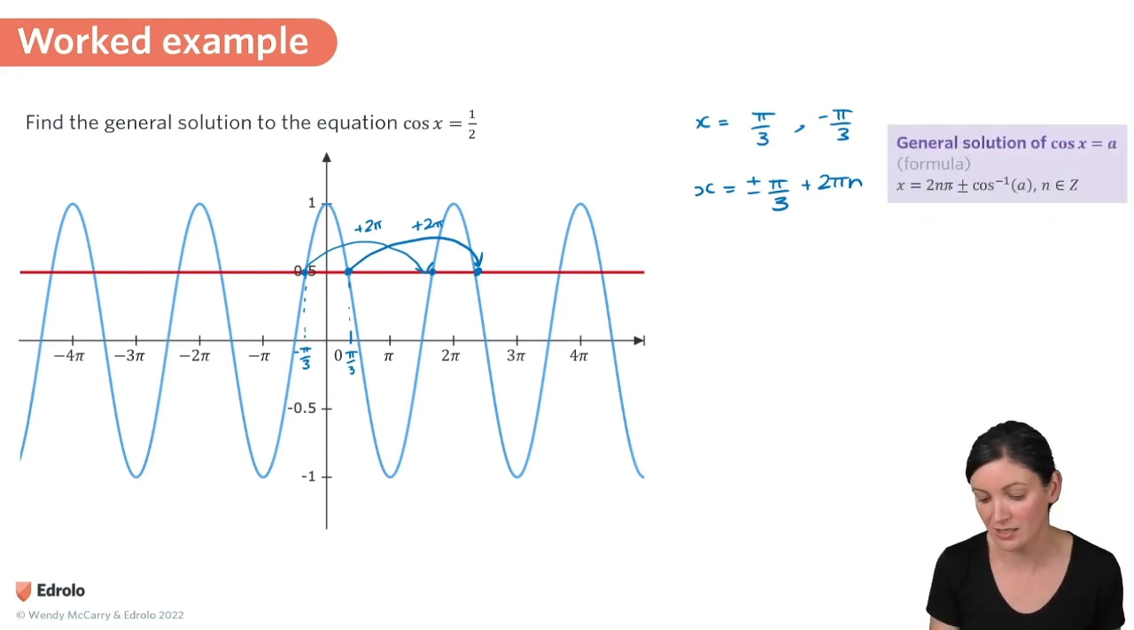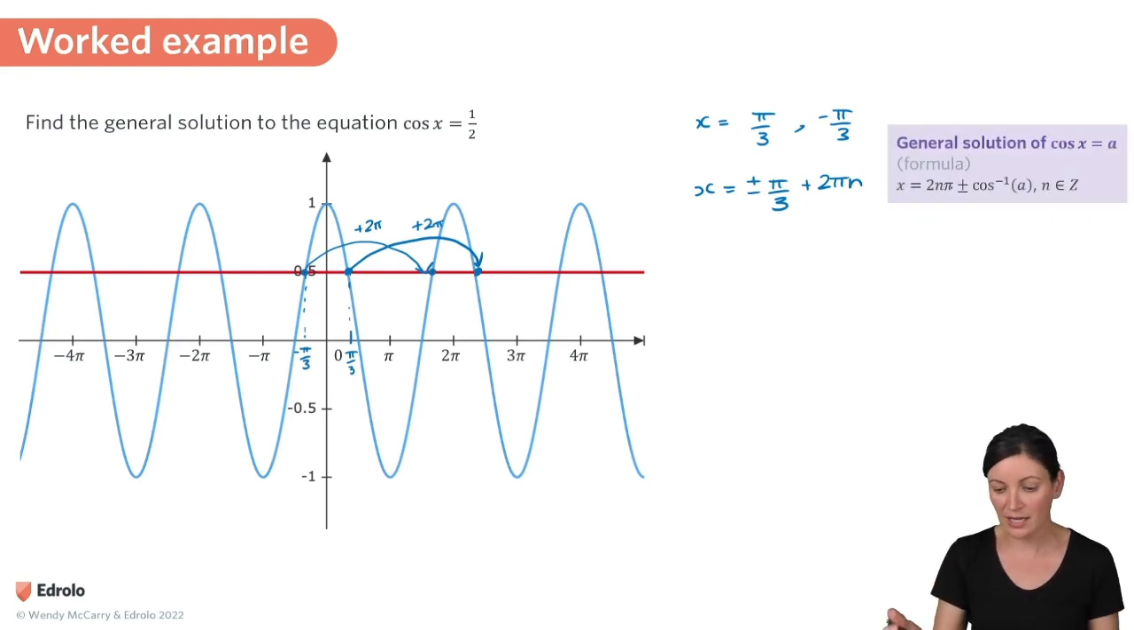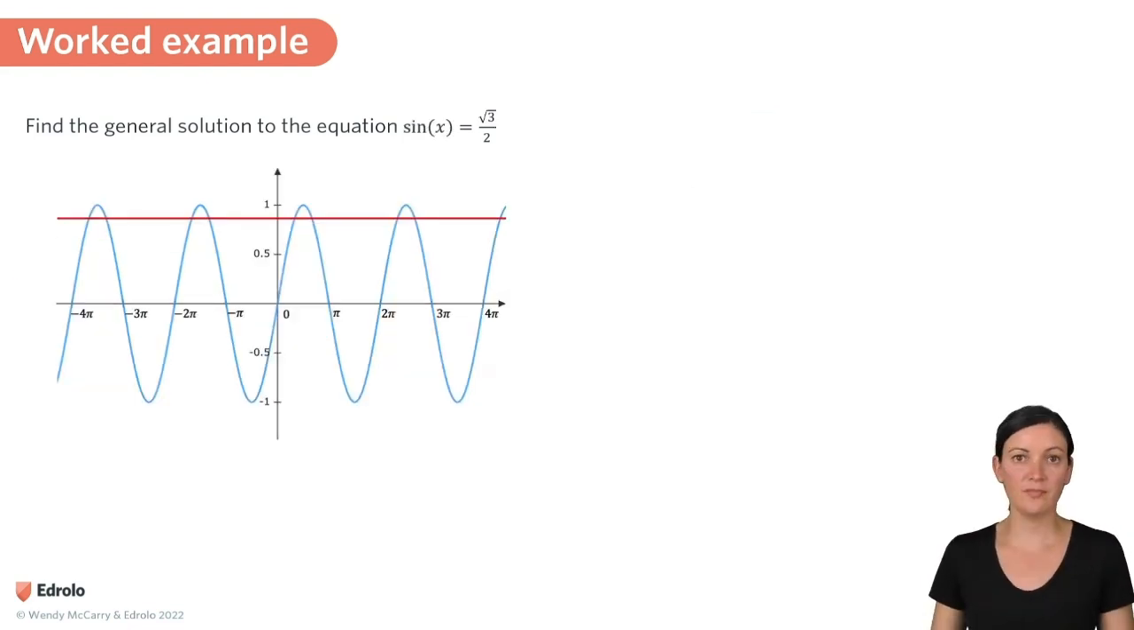Typically, you'll see it written as 2n pi plus or minus the inverse cos of a. Okay, but that's exactly the same thing as I've written there. I wrote them the other way around just to show you how to derive that formula.